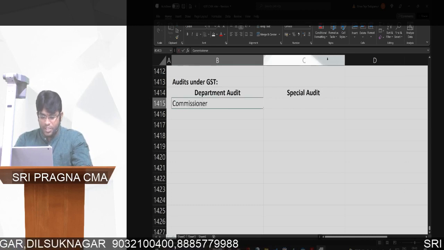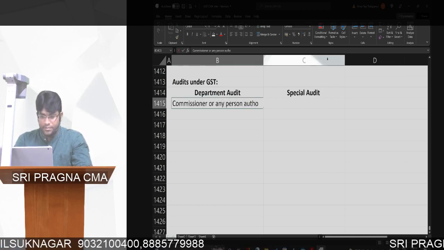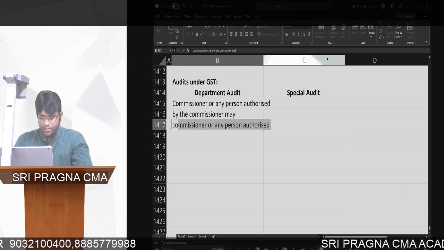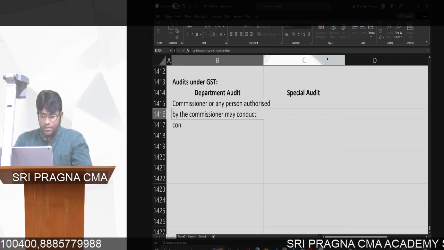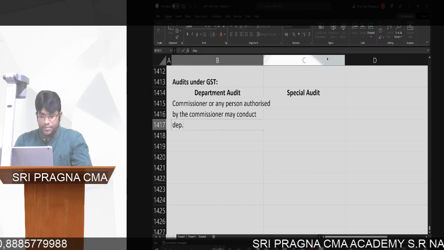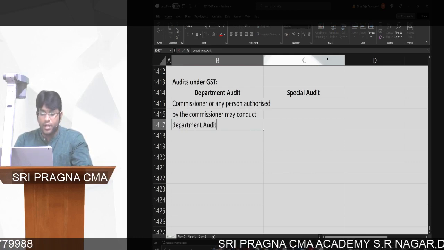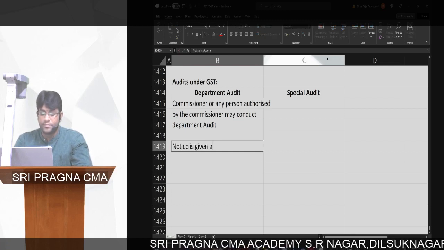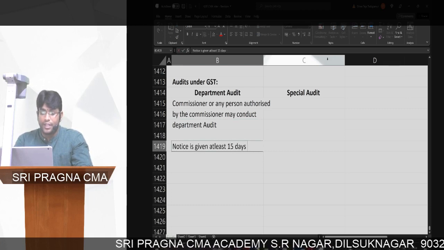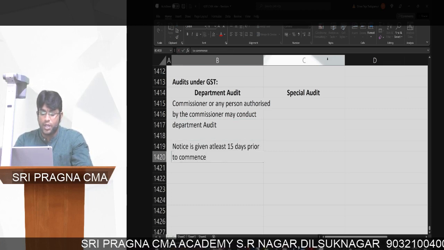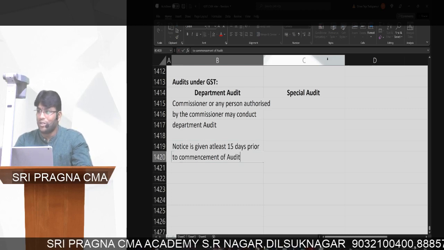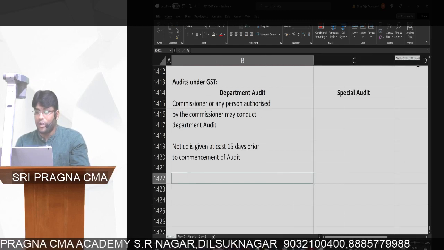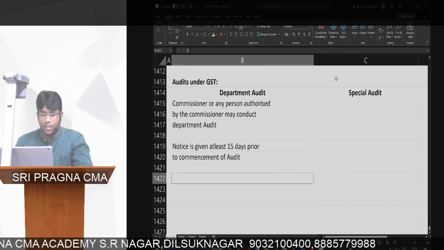The commissioner or any person authorized by the commissioner may conduct a department audit. But the biggest joke is what I'll tell you. Notice is given at least 15 days prior to commencement of audit. Over, no? We will show you only what you want to see. 15 days prior to commencement of audit. So getting clarity, everybody? Yeah, next.